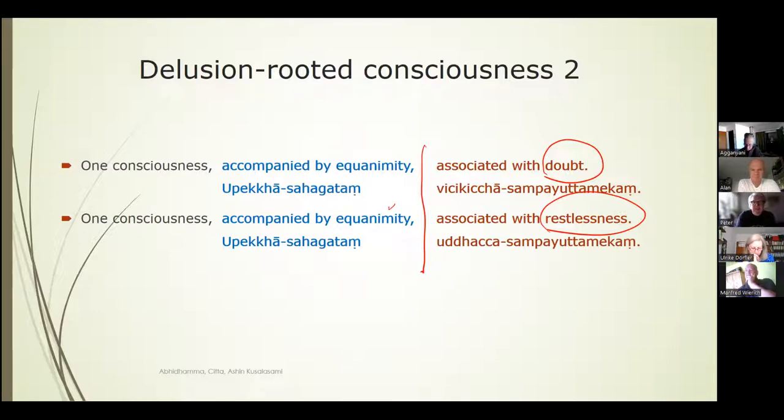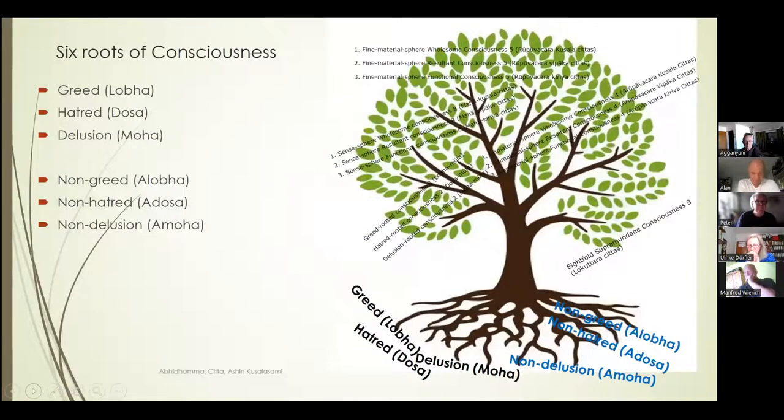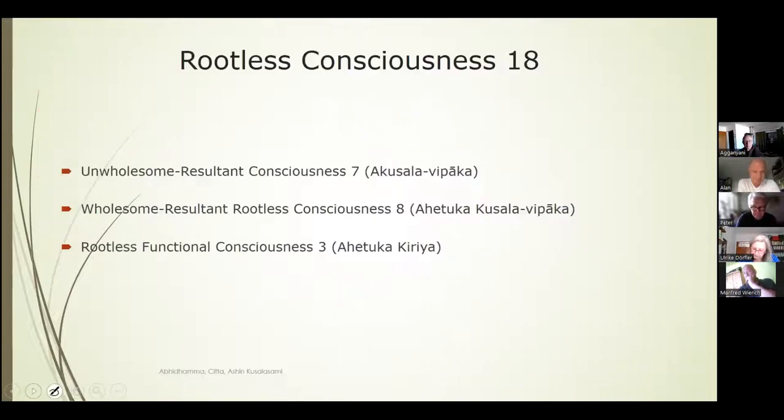So these 12 consciousness are unwholesome consciousness. 12 unwholesome consciousness. I want to finish here. I want to go next. The next group is rootless consciousness.